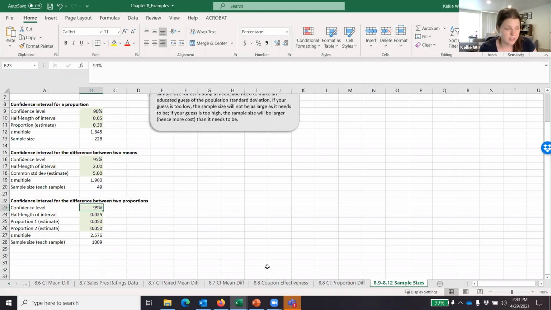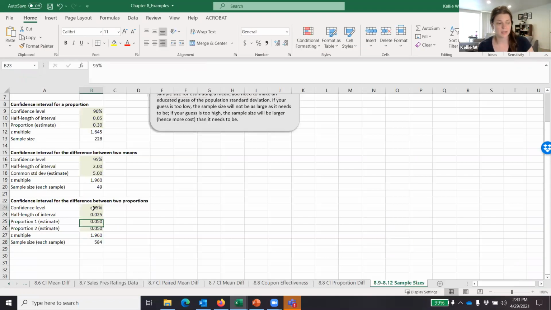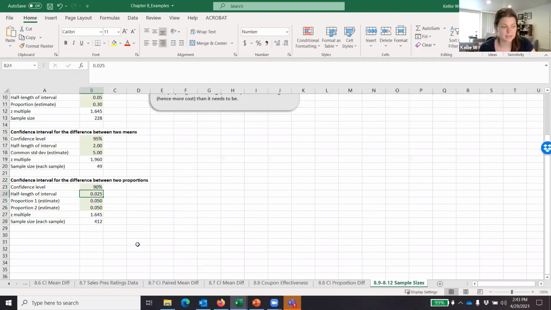that's prohibitive. So if he lowers his confidence now to 95%, his sample size is reduced to 584, which may or may not be as prohibitive, but just something to keep in mind. If you were to drop the confidence down to 90, the sample size is only reduced by less of a factor, so it goes down to 412. But you can see how the tighter or the more confidence you have, or the tighter that you want that interval, the larger and larger and larger the N has to be.